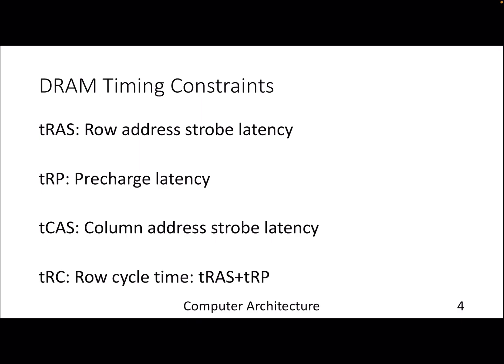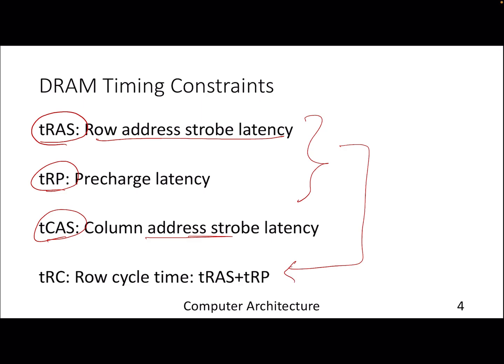But a few things that you should remember is that there is a latency associated with accessing a row, and similarly for pre-charging, and similarly to access a particular column. The combination of these two is actually known as the row cycle time. You access a row and then recharge it, that is the row cycle time. Once you get the row done, then you get the column.